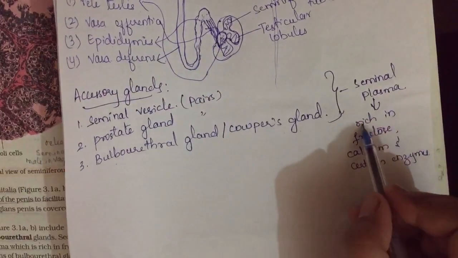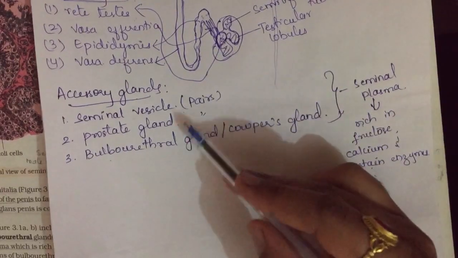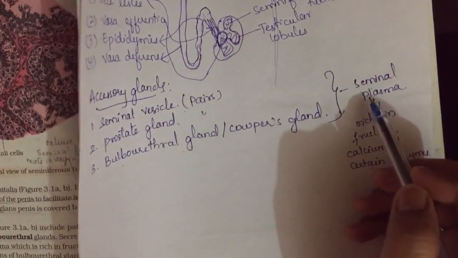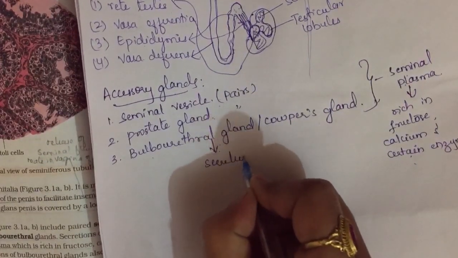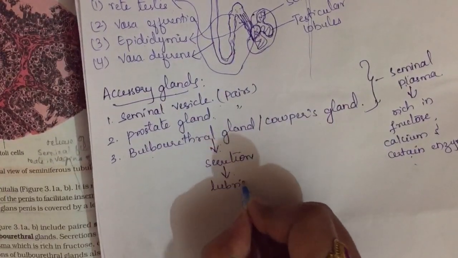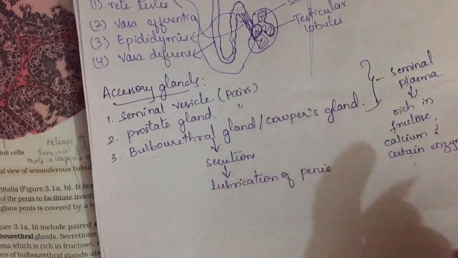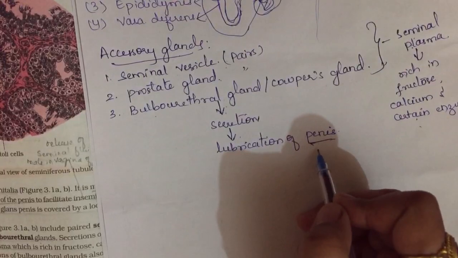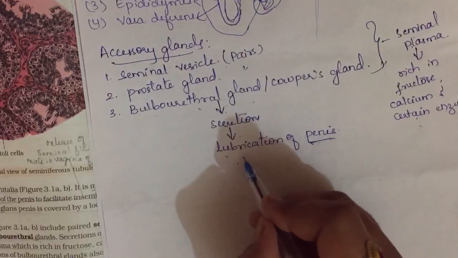So all these are present in the seminal plasma. This seminal plasma is secreted by these three glands: the seminal vesicle, the prostate gland and the bulbourethral gland. The secretions of the bulbourethral gland are also helpful for lubrication of the penis. Now the penis is an external genitalia which I have not yet discussed; the next point I will discuss that. So the bulbourethral gland secretes something useful for lubrication of the penis.